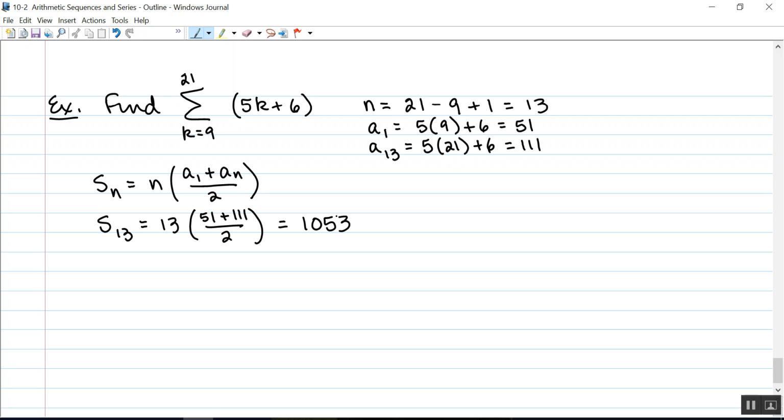So in this section, we took a look at arithmetic sequences and had a formula, a little equation, of how to find an equation for the arithmetic sequence. And we also talked about arithmetic series and how to find partial sums.